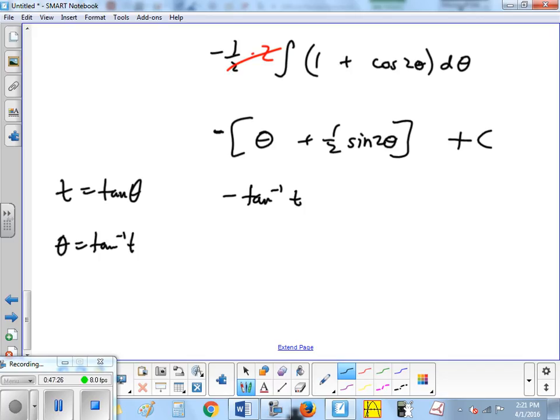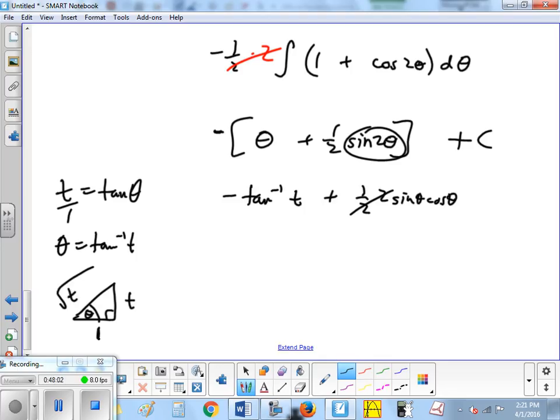So this is a negative arctan t. And then I have a 1/2 sine 2 theta. So that's 1/2 times, think of this as 2 sine theta cos theta right here. This is the same thing as 2 sine theta cos theta, so these cancel out. Okay, so then I need to draw a triangle where this is the angle theta, and then the opposite side is t, and the adjacent side is 1. So tan theta is t. I told you this is a crazy problem.